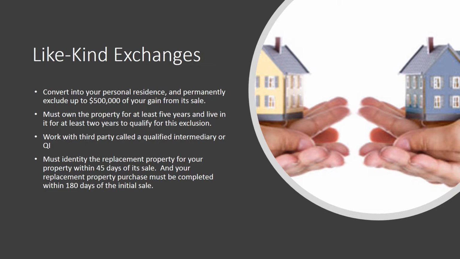On April 15, 2016, she moves into the house and uses it as her personal residence. She can sell the property any time after April 14, 2018, which is after 5 years of ownership and living there for 2 years, and pay no tax at all on up to $500,000 of her gain because she is a married taxpayer filing jointly. The exclusion is only $250,000 for single taxpayers.